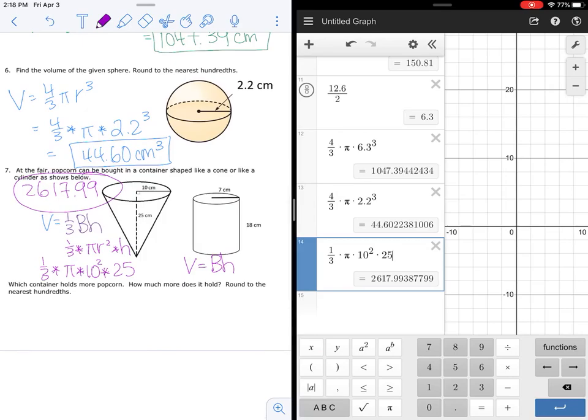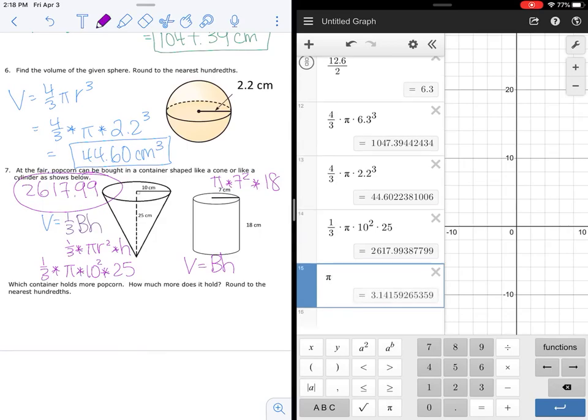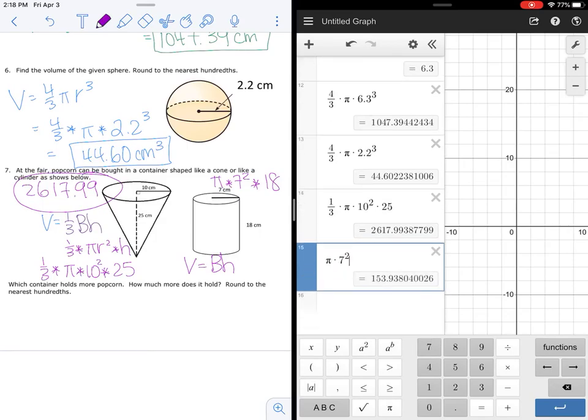The cylinder is going to be pi r squared times h. So I'm going to start with pi. So pi times 7 squared times the h, which is 18. So I'm going to do that in one setting as well. Pi times 7 squared times 18. The height would give you 2,770.88.